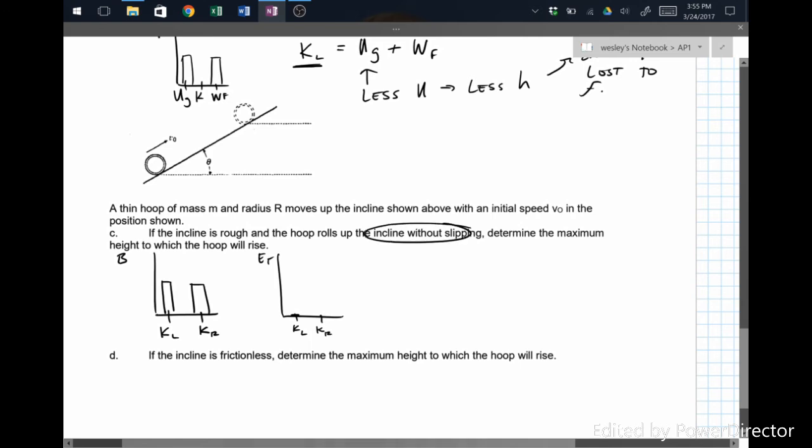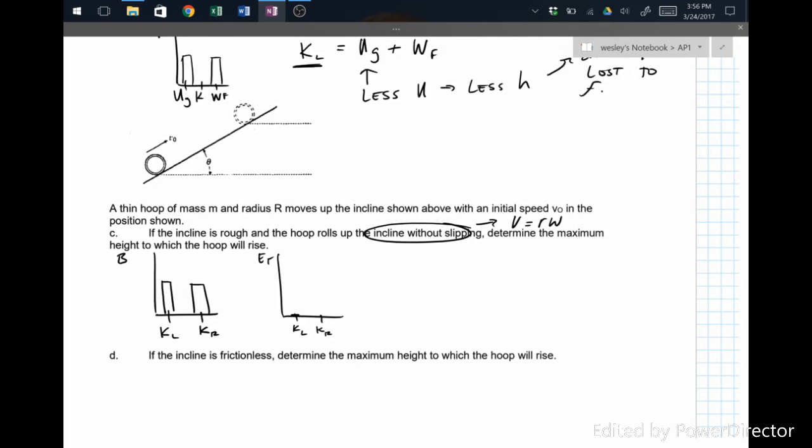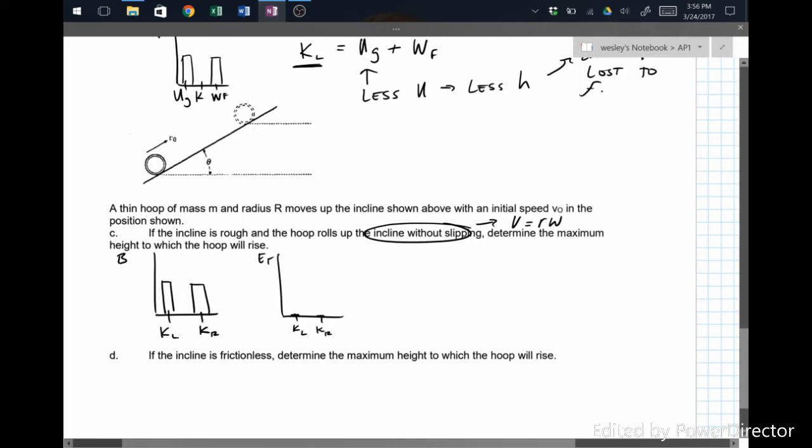So anytime we get to rolling without slipping, v is equal to R omega. So if we get to the top and we stop moving, stop sliding forward, then omega also has to be 0, because those things are related. So I don't have any more rotational kinetic energy. And I know I'm going to have gravitational potential energy. I'm also not going to have any work done by friction.